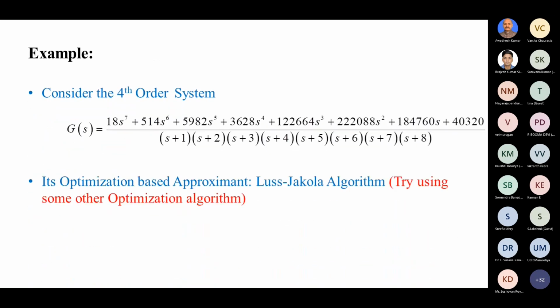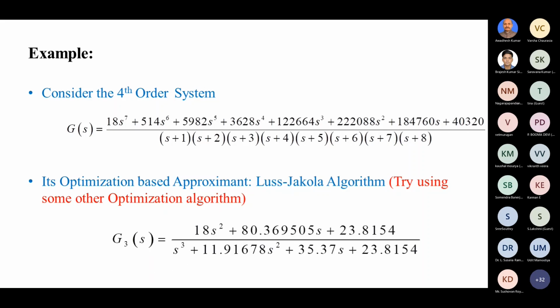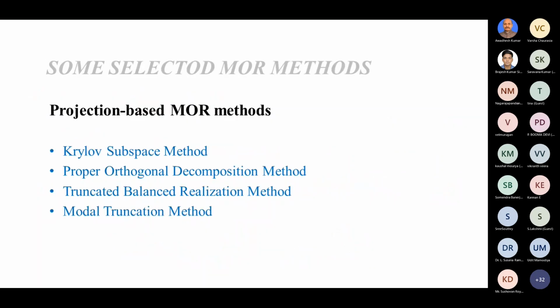We have taken an example of this. This was an 8th order system. By applying the Luus-Jaakola algorithm, we have found this approximation. So you can try yourself by using some other optimization algorithm and check how the response you are getting is, whether it is closer to the original system or not, right?